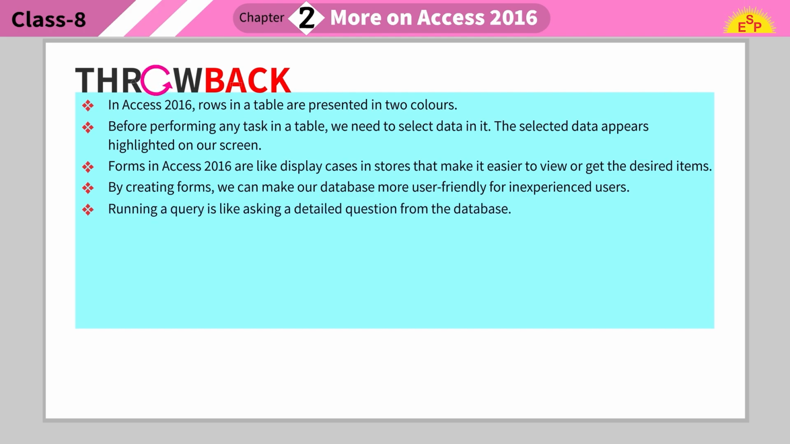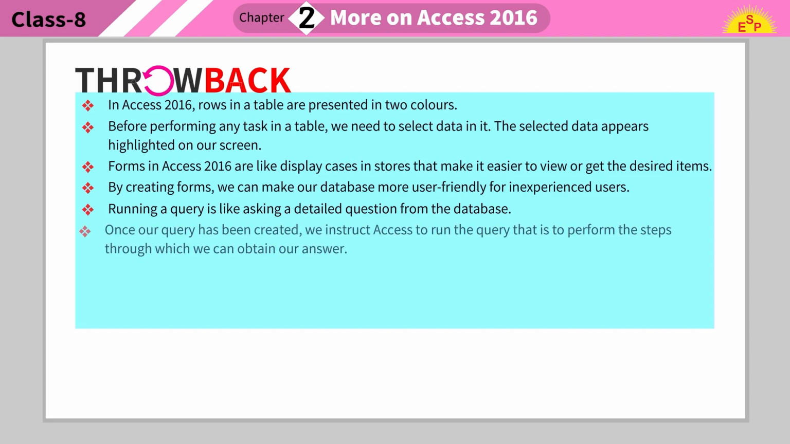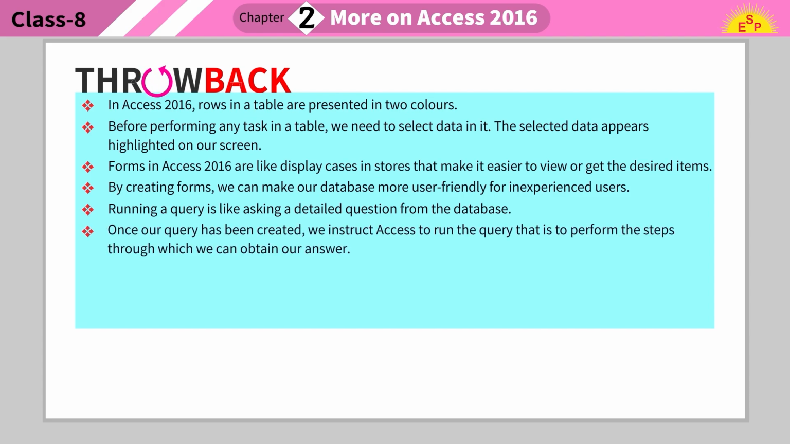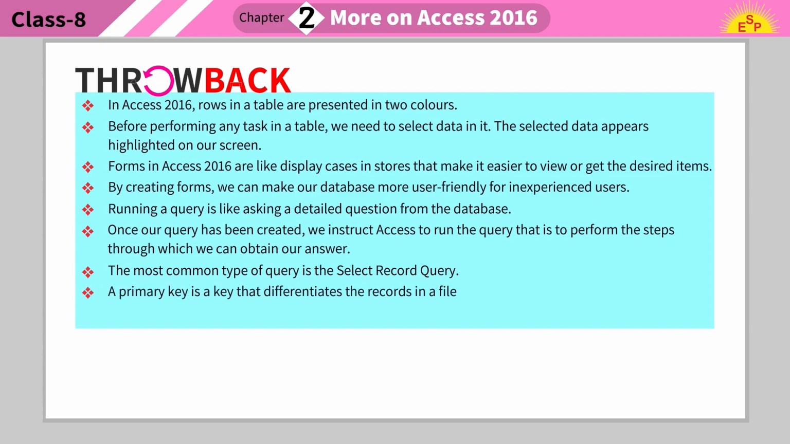Running a query is like asking a detailed question from the database. Once our query has been created, we instruct Access to run the query, that is, to perform the steps through which we can obtain our answer. The most common type of query is the Select Record query. A primary key is a key that differentiates the records in a file. Table relationship is very essential for creating an accurate database.